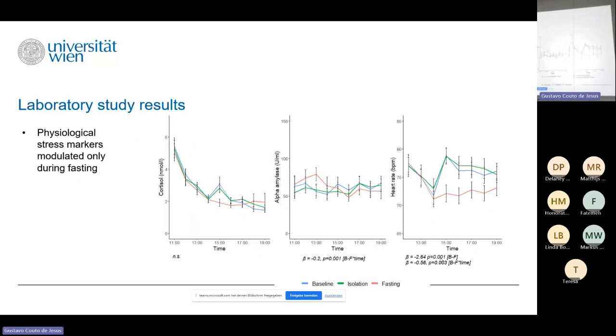We did not find any difference in cortisol, so in saliva cortisol. What we saw is just a decrease over the day of salivary cortisol. This is a very common pattern that you see for cortisol response, with a peak not during the fasting condition, because this is when you eat. So basically, after you have lunch, your cortisol goes up.